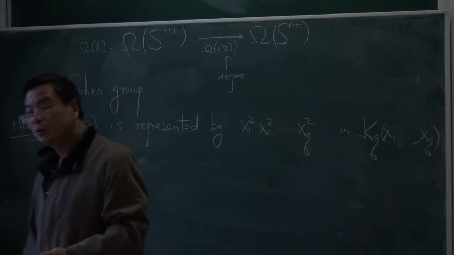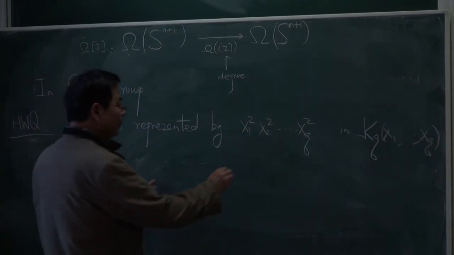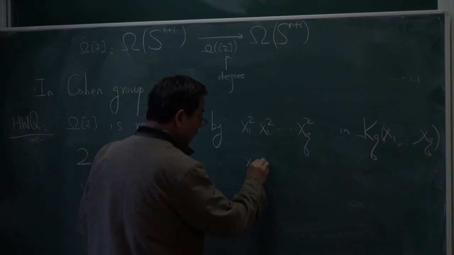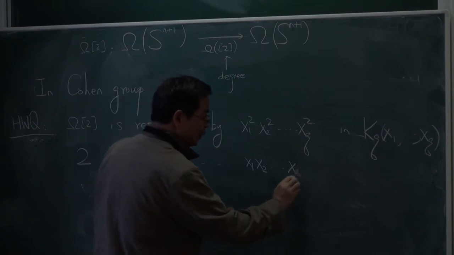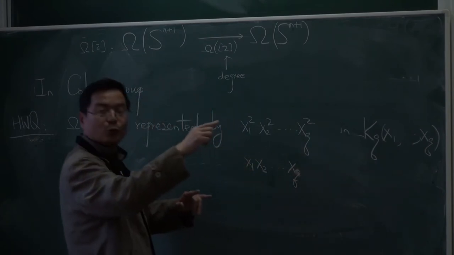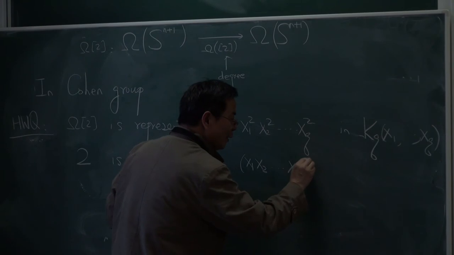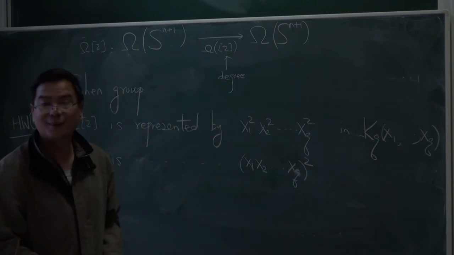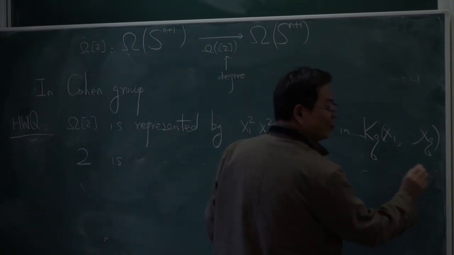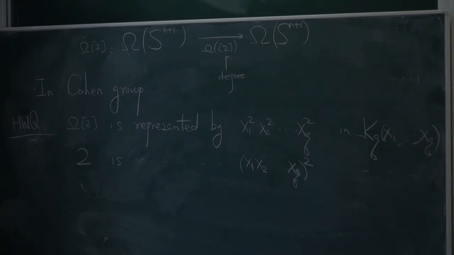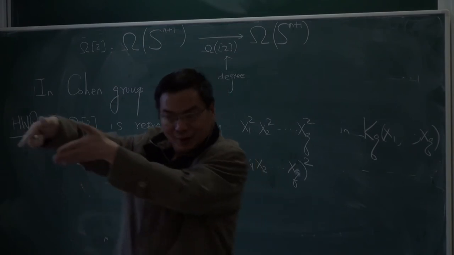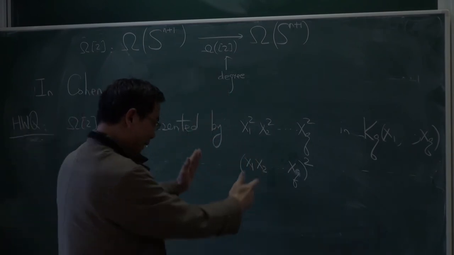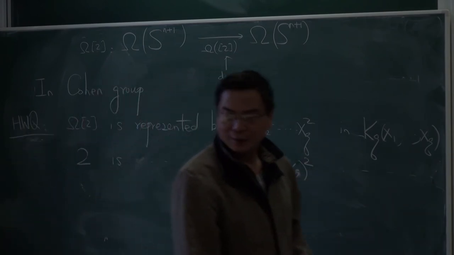The power map 2 is represented by x1, x2, x cube. This will be the inclusion n squared. Exactly like in school. So this is like you have to go diagonal in there. So exactly the box and multiple together. So this is exactly the square.